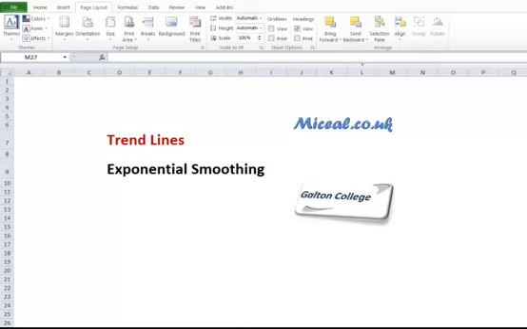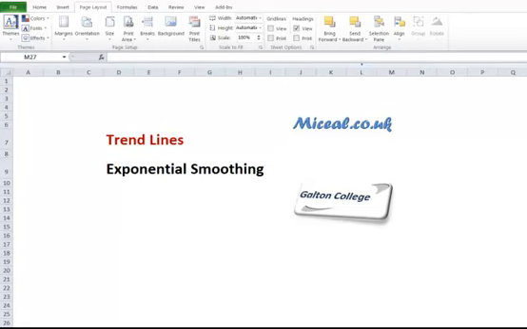In this class we want to talk about trend lines and in particular pick out one type, that of exponential smoothing. Now I realize it sounds horrific, it sounds difficult and so on, but in fact it's quite a straightforward process and I'm going to step you through it quite simply to see how trend lines work, to see what they do and how they can improve our understanding of data sets.